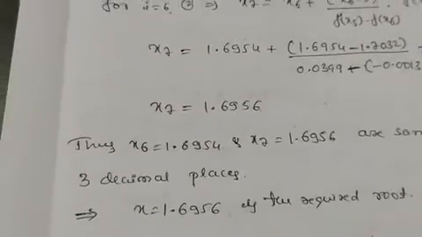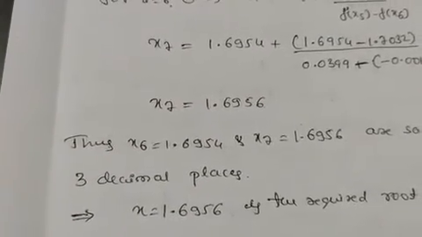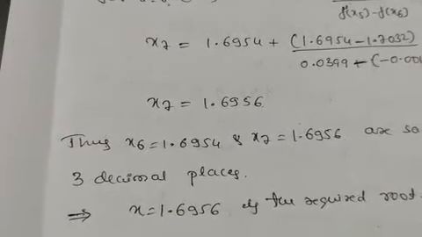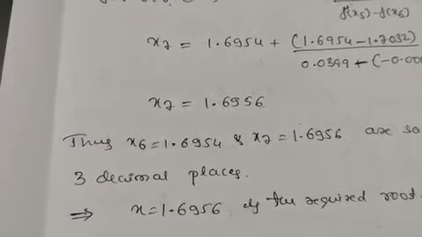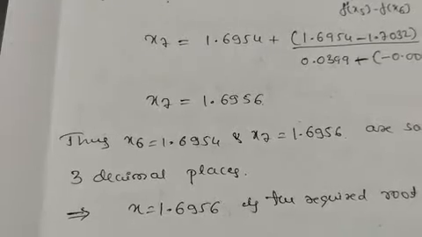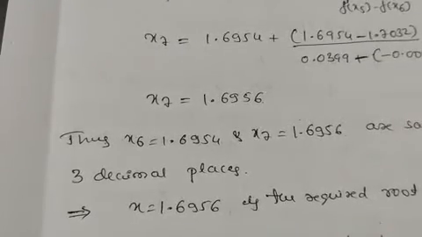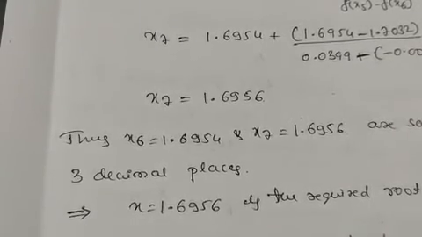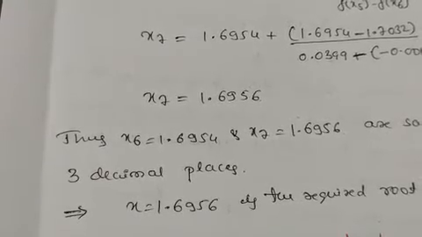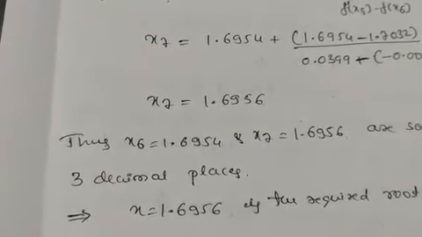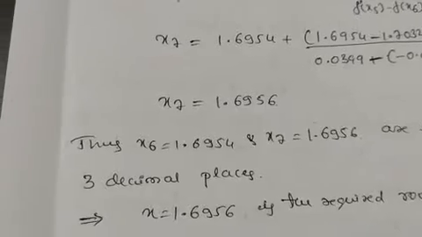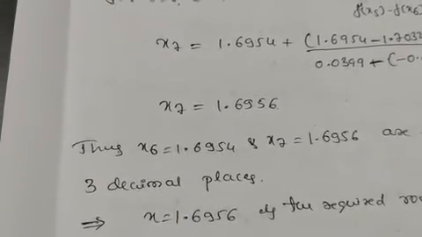So this is all about this example. The secant method is an improvement over the regular falsi method, or we can also call it the regula falsi method. I will give you some assignment on this. You try to solve this one to get the solution.